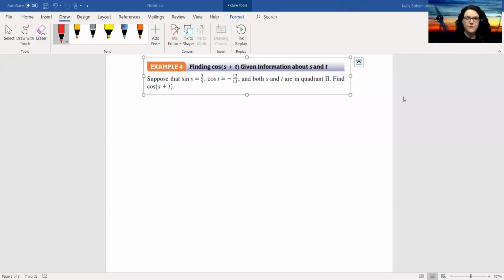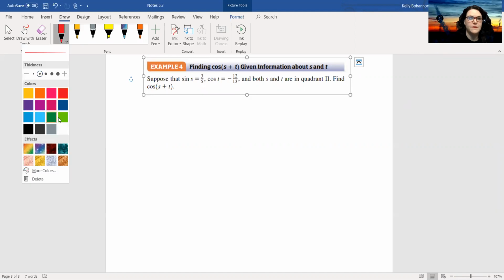All right, example 4 from 5.3. This one's going to be a little bit trickier because it's going to go back and use some information from early on in the semester. So we just have to think back. All right, so it says suppose that sine s equals 3/5, cosine t is -12/13, and both s and t are in quadrant 2. Find cosine s plus t.